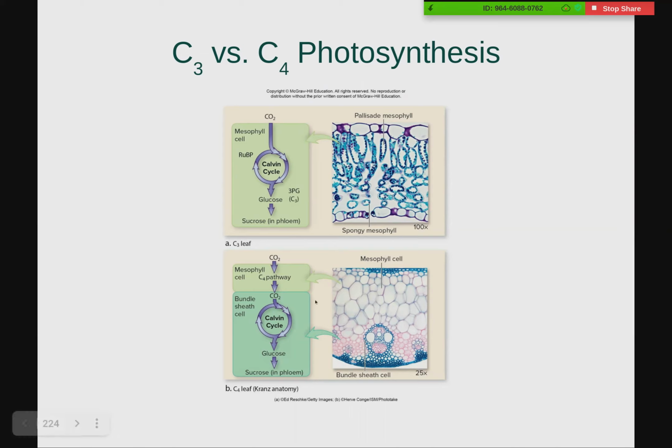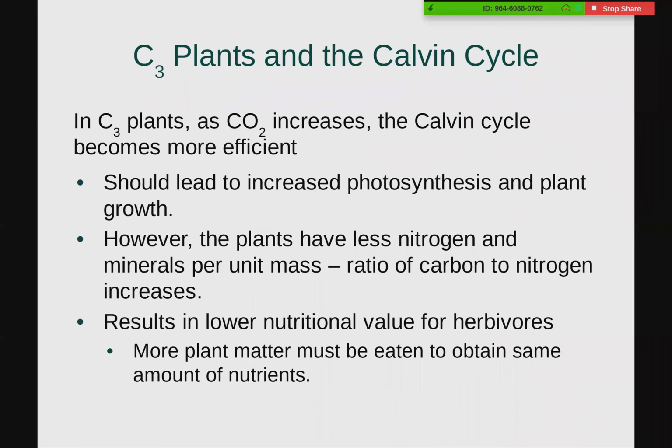Now, in our C4 plants, CO2 comes into the mesophyll cells. There's an enzymatic pathway that fixes it into a different form, a slight acid. Then that acid is converted back to CO2 inside the bundle sheath cells where it goes into the Calvin cycle. And again, we see the mesophyll cells here, the epithelial cells here, and then we can see the bundle sheath cells here. This kind of looks like a face, like a screaming face. That's what I've always thought.